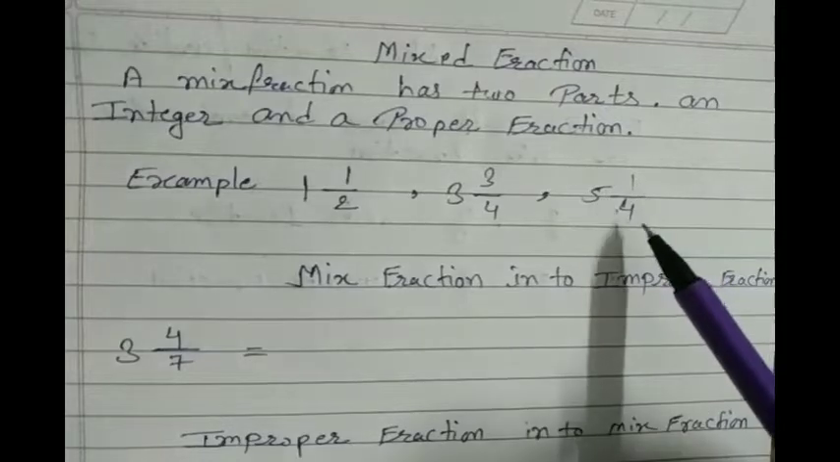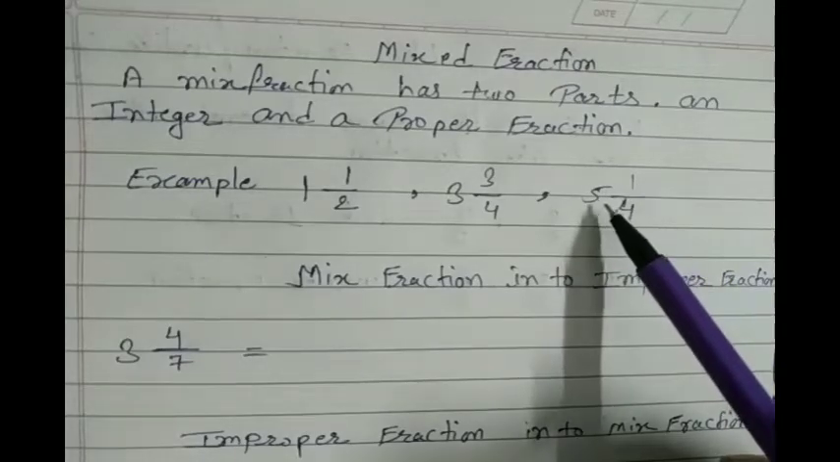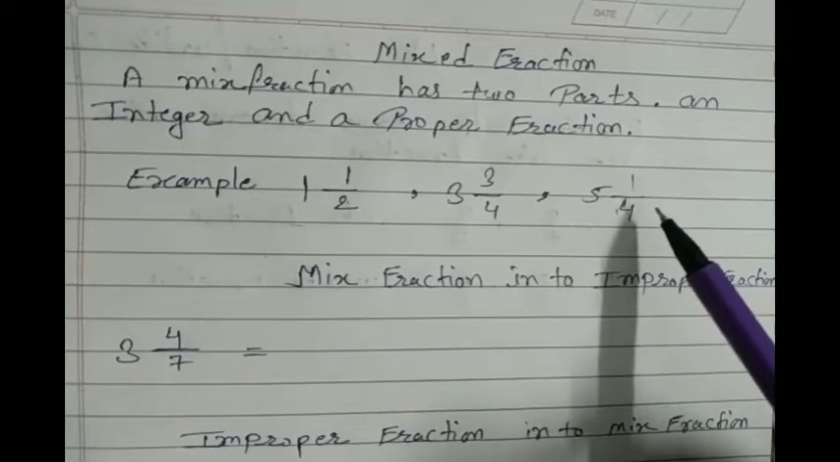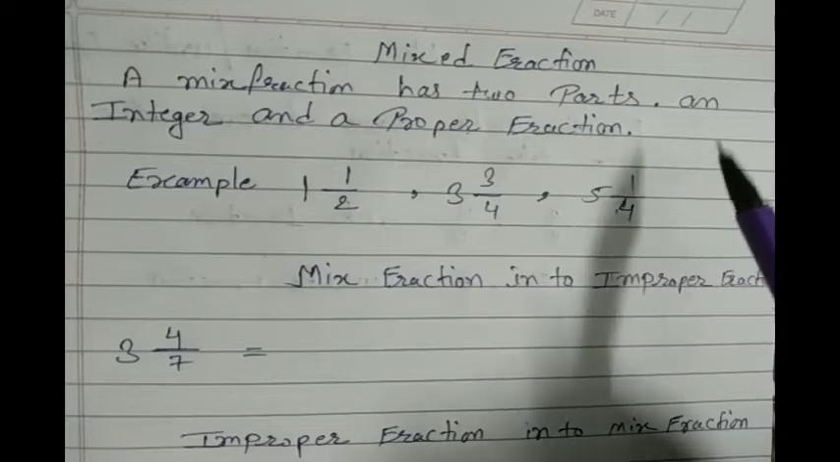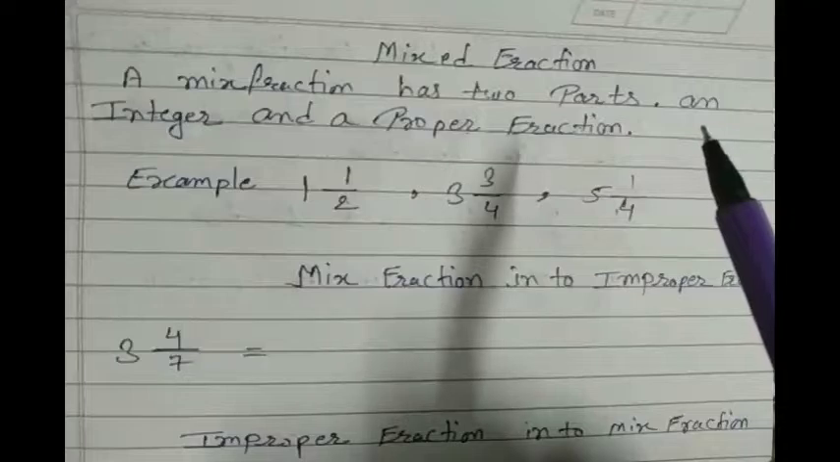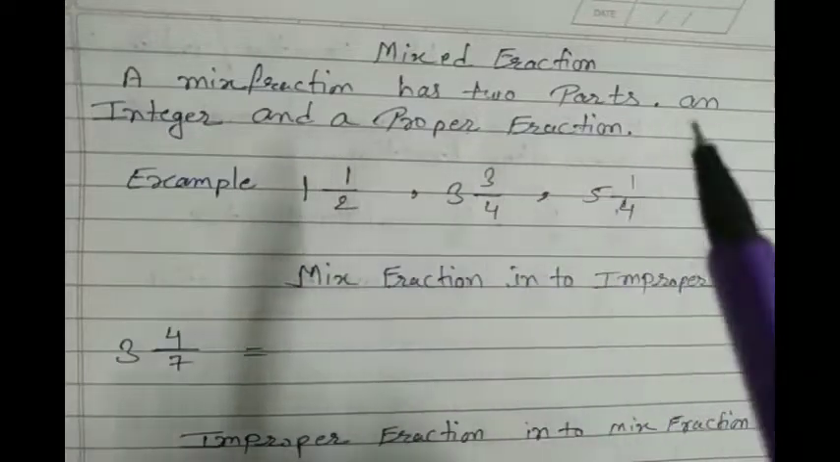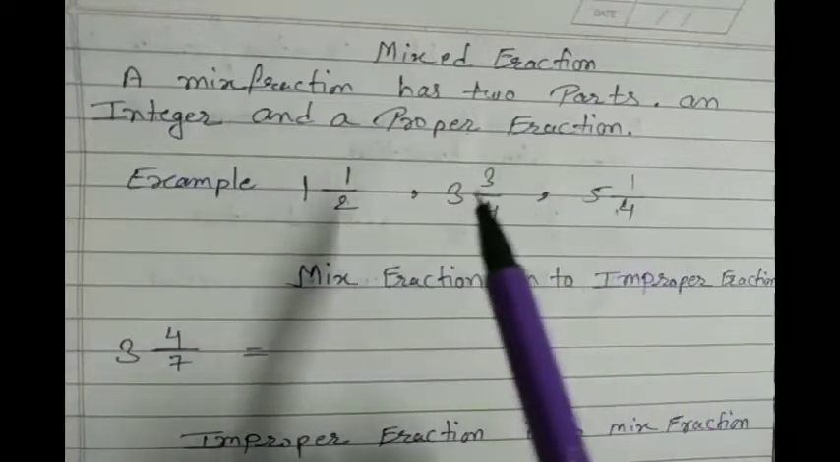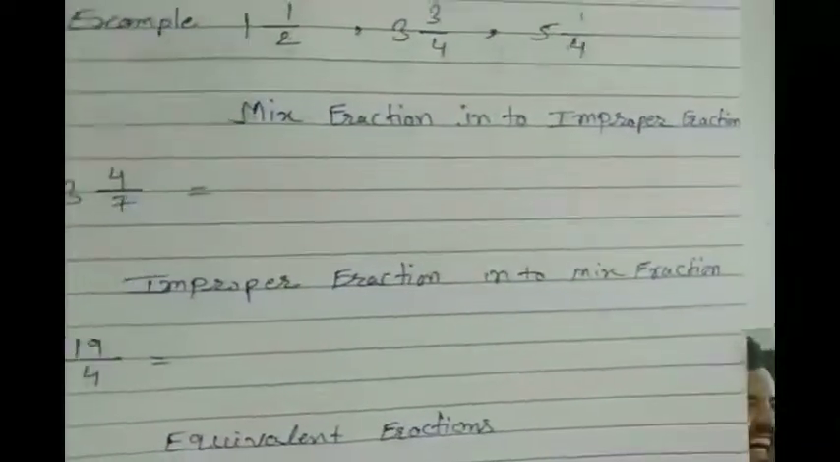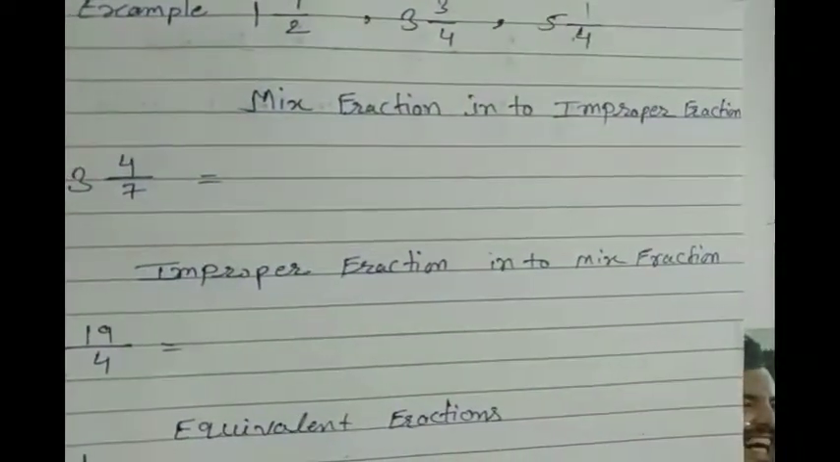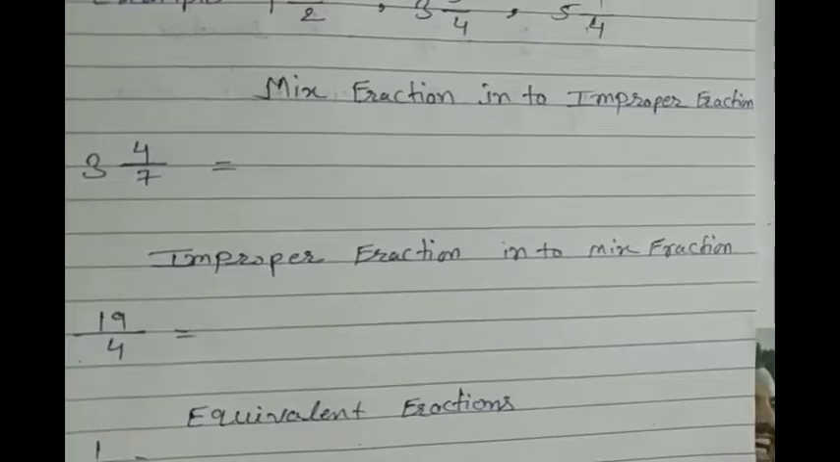5, 1 upon 4. 5 is an integer and 1 upon 4 is a proper fraction. So the mixed fraction means a combination of an integer and a proper fraction. Now, how to convert a mixed fraction into an improper fraction?